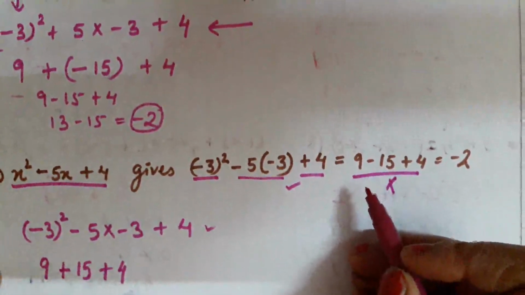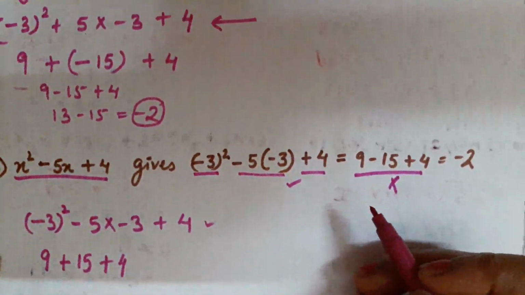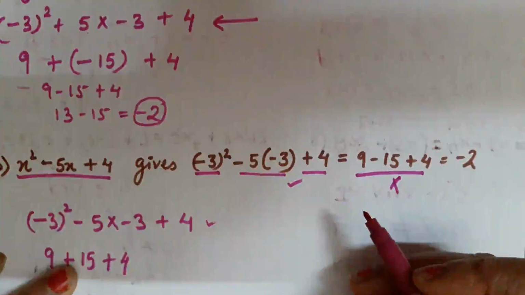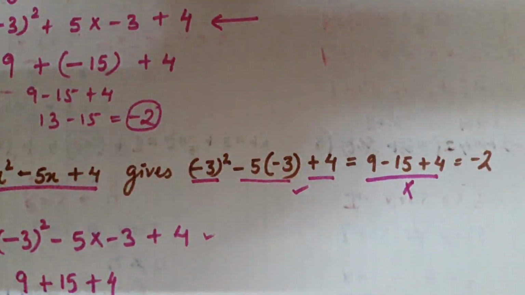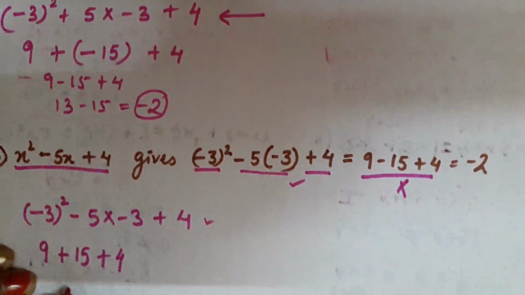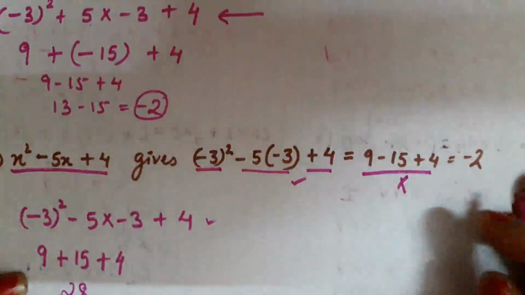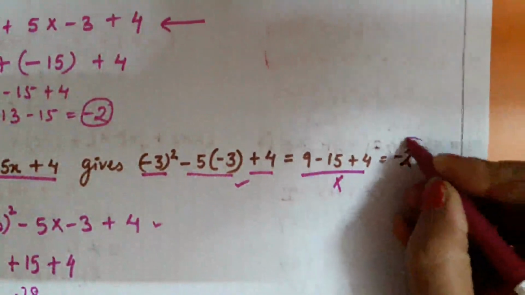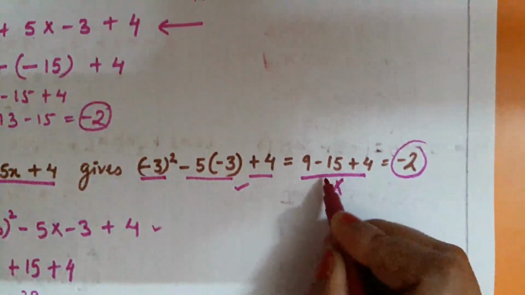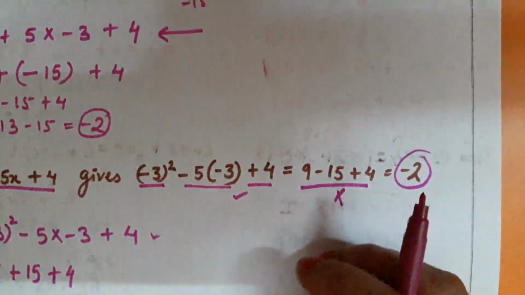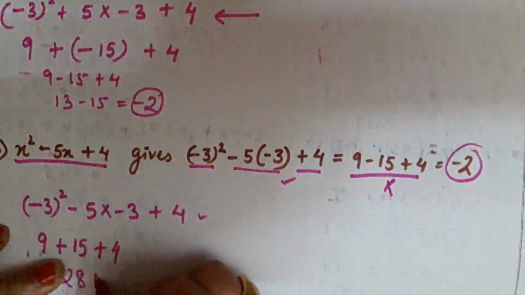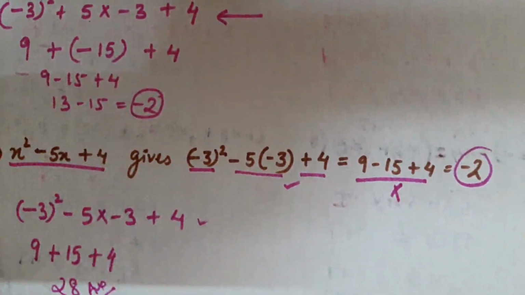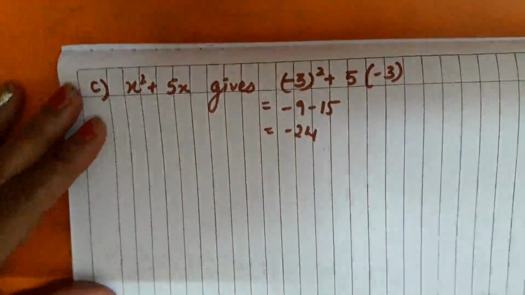So 9 plus 4 is 13. 13 plus 15 is 28. So after solving this, we are having 28 and they are having -2. So here one error is there. If they remove this error, they will also get this 28. So this will be your answer. Okay, let's move to the next part. Now let's see the next part.